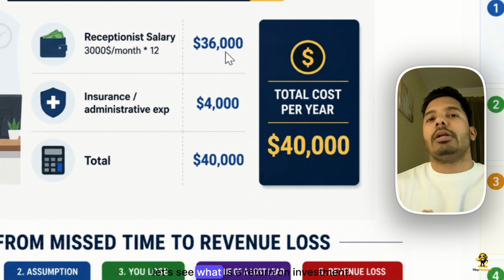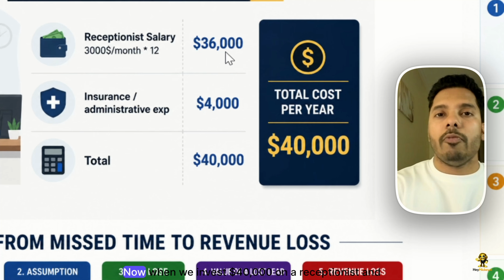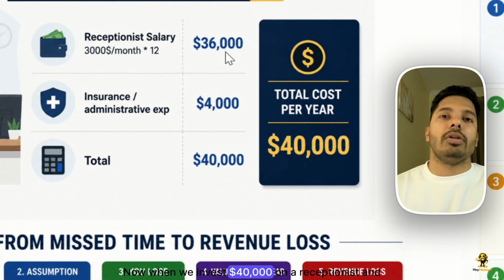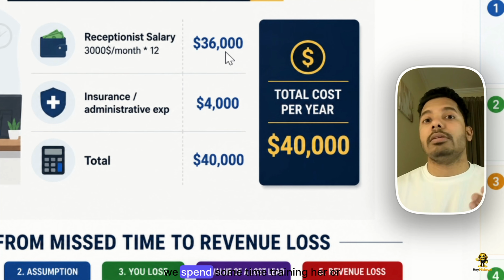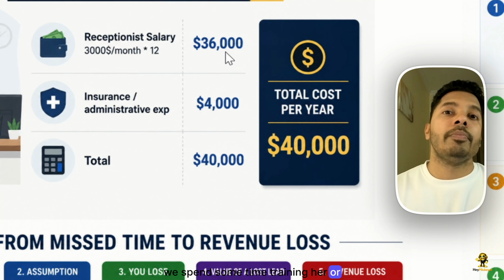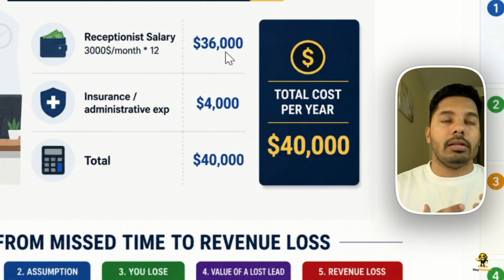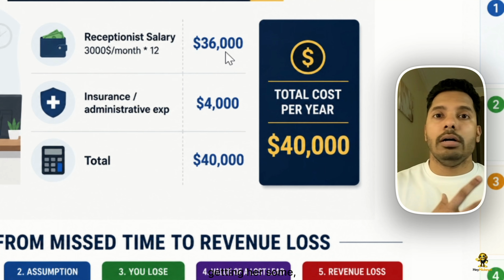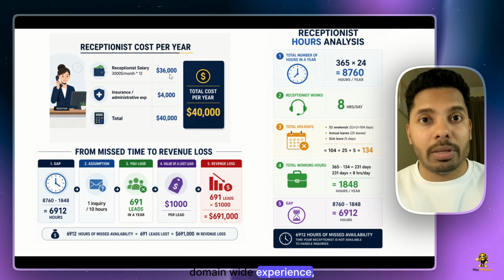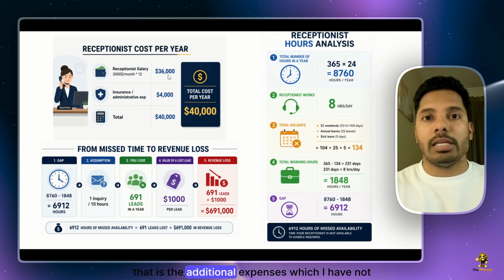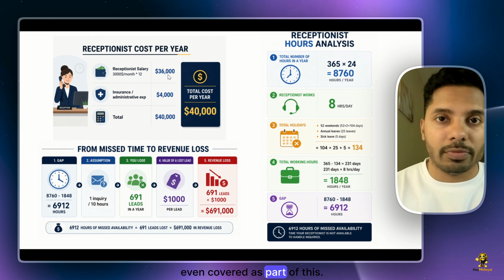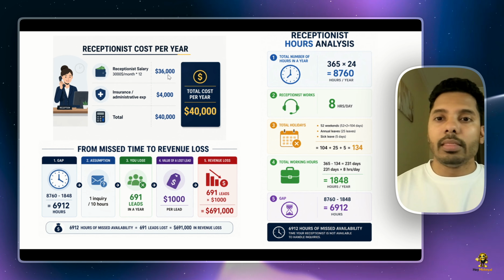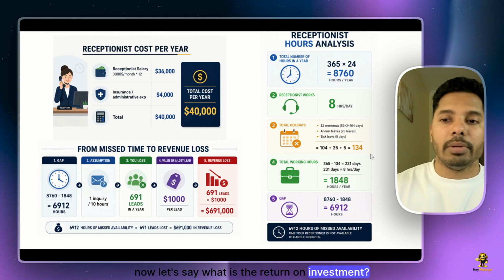Now, let's see what the return on investment is. When we invest $40,000 in a receptionist and we spend some time training her, or sending her for some courses or getting her some domain-wide experience, those are additional expenses which I have not even covered as part of this, right? Now, let's see what the return on investment is.